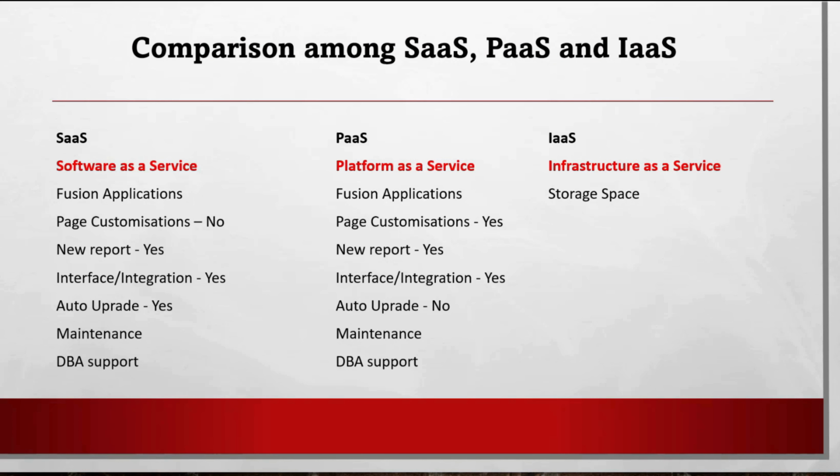Okay. Now, what is the difference between SaaS, PaaS, and IaaS? In SaaS, which is known as software as a service, Oracle will provide only the Fusion applications. They won't give any access to page customizations. But if you want any new reports, you can do that. Or if you want to perform any interfaces or integrations, you can do that.